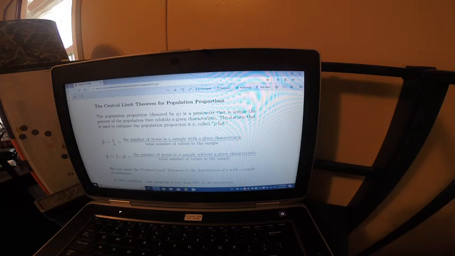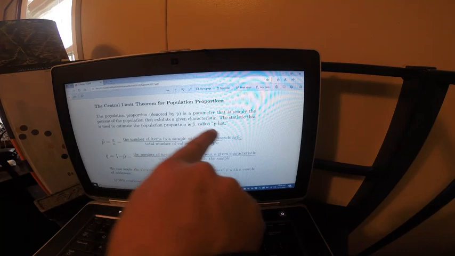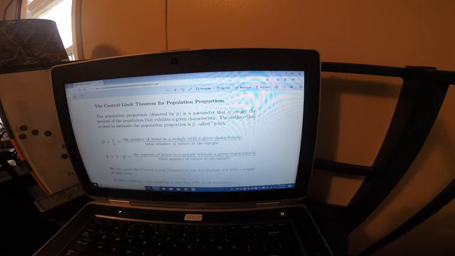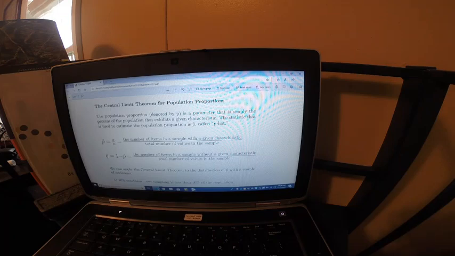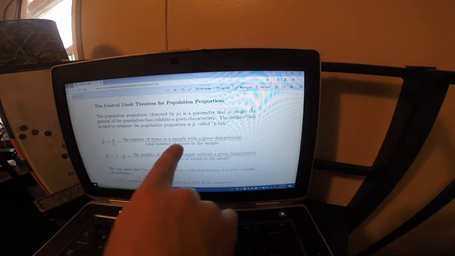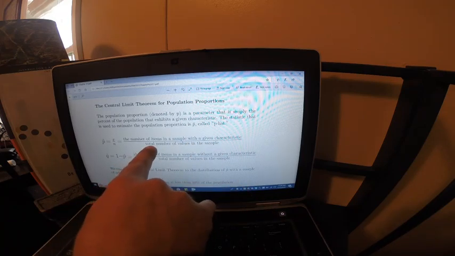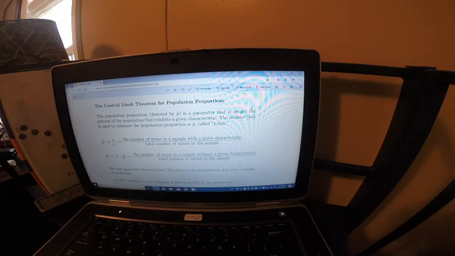Alright, so the population proportion is a parameter that is simply the percent of the population that exhibits a given characteristic. The statistic that is used to estimate the population proportion is called P hat. That little emblem up here is just a hat, so we call it P hat. P hat equals X over N. X is the total number of items in the sample with the given characteristic. N is the total number of values in the overall sample.